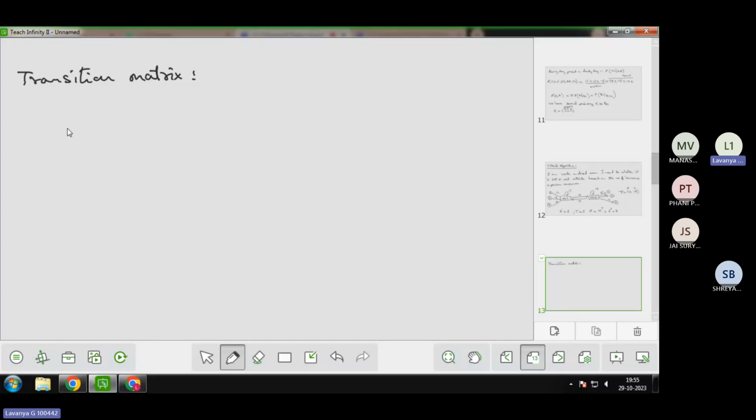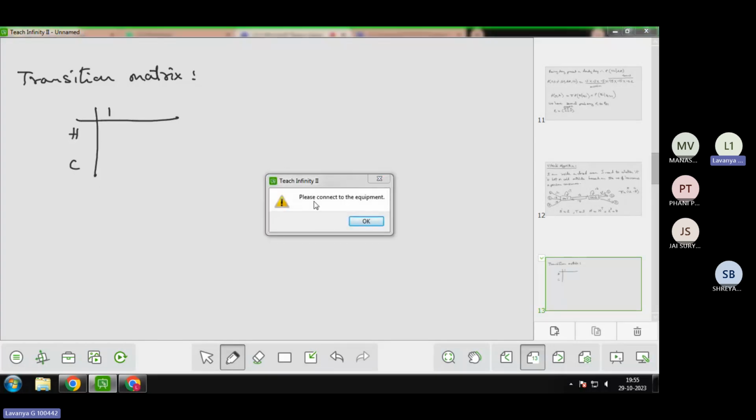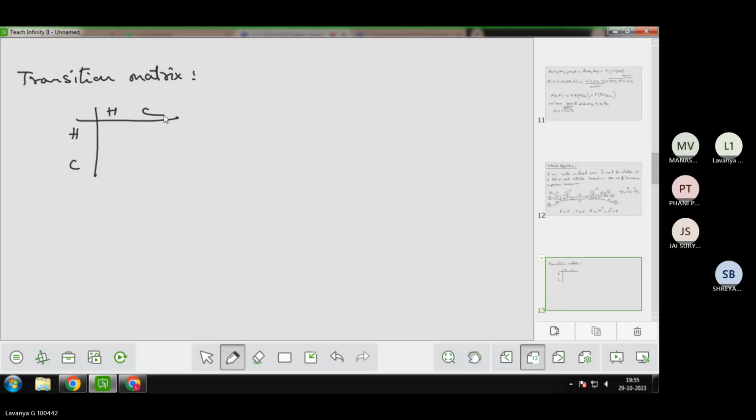Your transition matrix is just going to be your hidden state consideration, hot and cold. Here, hot to hot is 0.7, hot to cold is 0.3, and the other row is 0.4 and 0.6. However, it's a stochastic matrix.